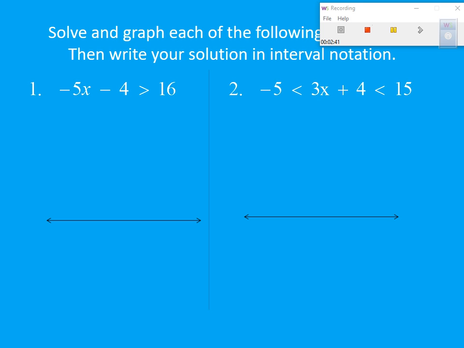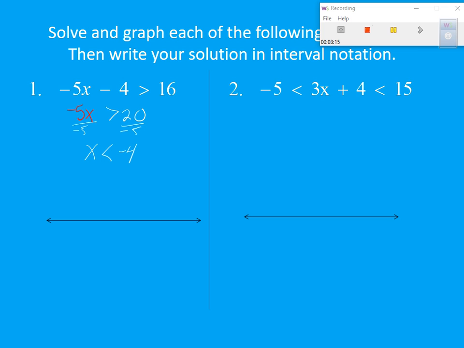On my number 1, since this is linear, there's no squared or anything, we can't factor it. I've got negative 5x. I'm going to add 4 to both sides and get 20. I'm going to divide both sides by negative 5. And once I do that, I need to flip that sign. So I got x is less than negative 4.